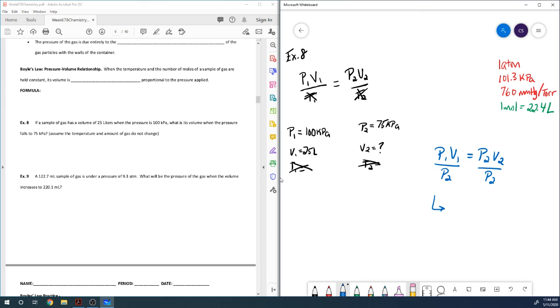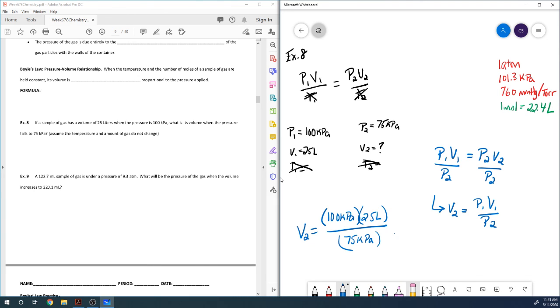So we have V2 equals P1V1 over P2. Now we can plug in our stuff. Okay, I'm going to move this over here. So V2 is equal to 100 kPa times 25 liters divided by 75 kPa. Okay?